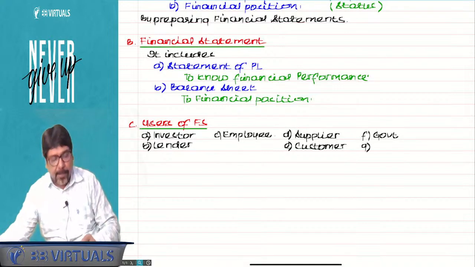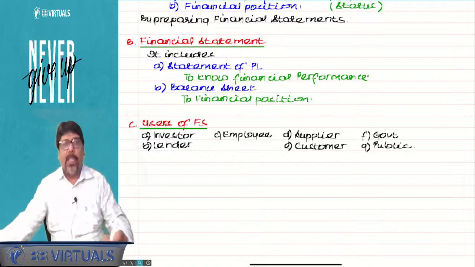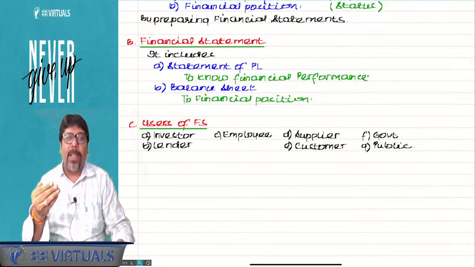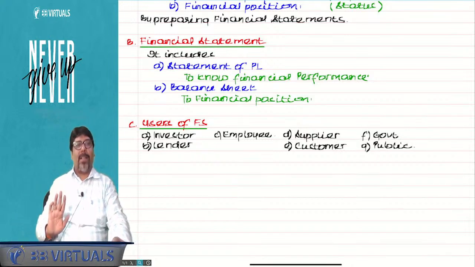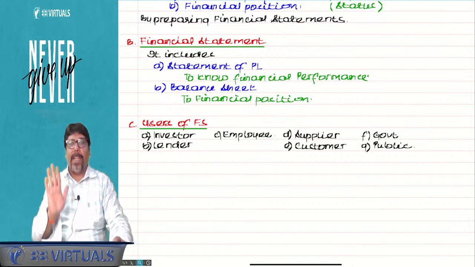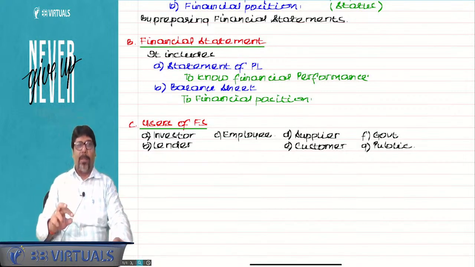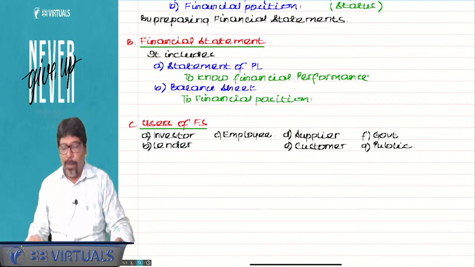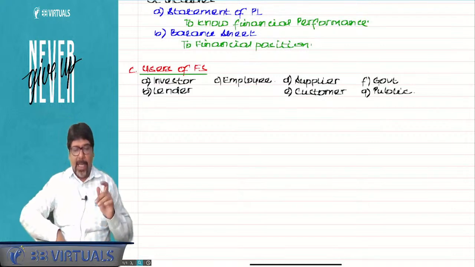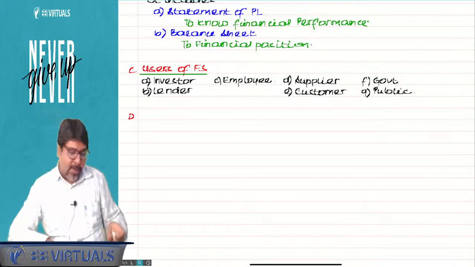Thereafter, public. What will the public see? The public will look at the financial statement and decide whether to invest or not to invest. A journalist will see the financial statement and decide whether to report or not to report. Good reporting, bad reporting. Correct. Now chartered, so this much you understood.